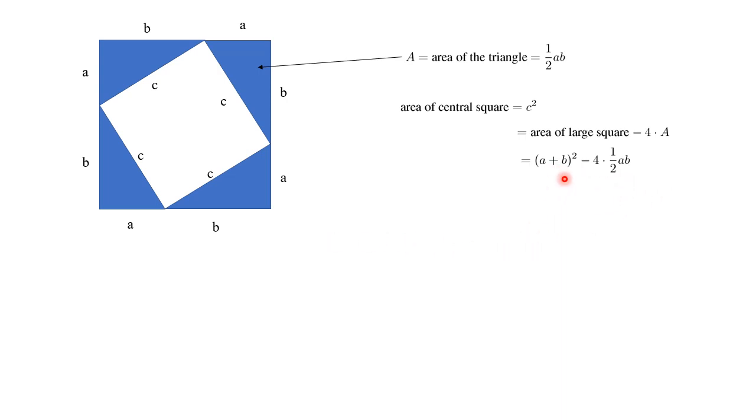Let's just multiply this out. So it's A squared plus 2AB plus B squared minus 2AB. And the 2AB's disappear, and it's A squared plus B squared. So C squared is A squared plus B squared. The square on the hypotenuse is the sum of the squares on the other two sides.